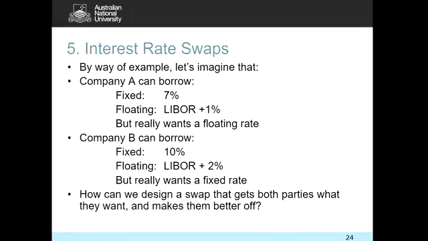The fixed interest rate difference is 3%. The floating or variable difference is 1%. Okay, so company B is charged 3% more in the fixed, but only 1% more in the floating. Okay, so that means that company A has a comparative advantage in the fixed market because it's charged 3% lower. Whereas company B has the comparative advantage in the floating because the premium difference there is only 1%. Okay, it's only a 1% difference.